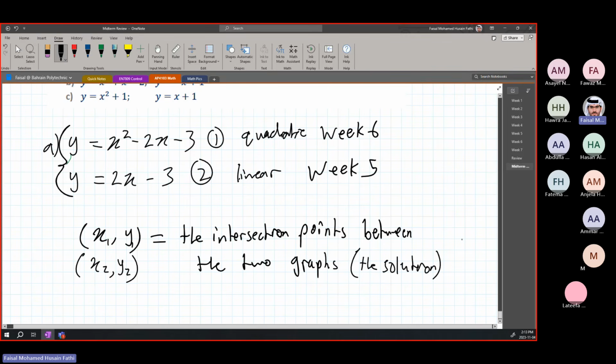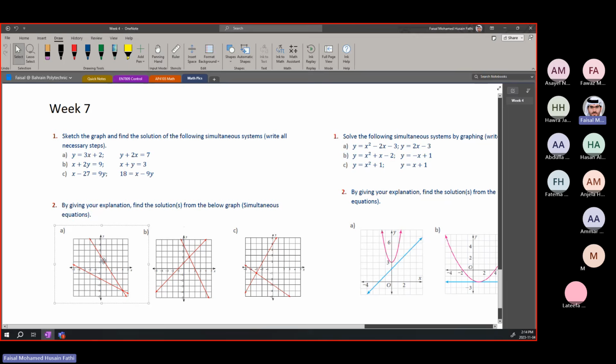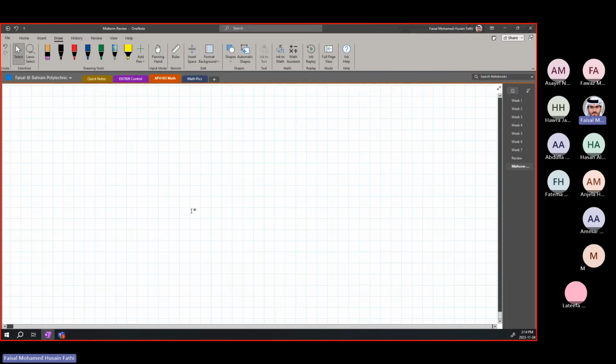Then it's basically solving the linear equations. So the most important point of simultaneous equations, or having two graphs, is to know that when you solve the simultaneous equation, you will get the intersection points. To show this as an example, for a linear equation.